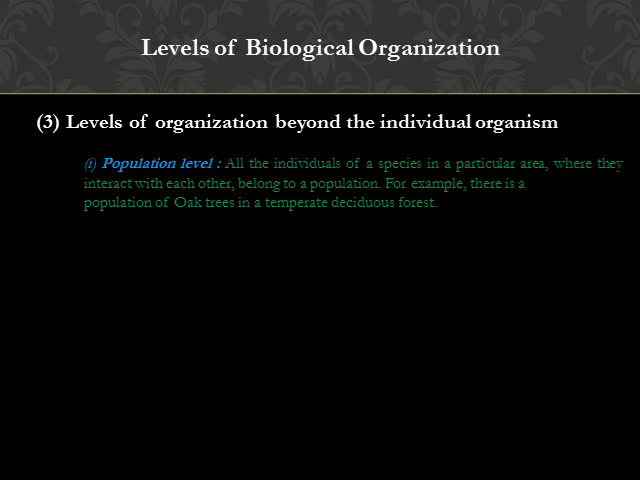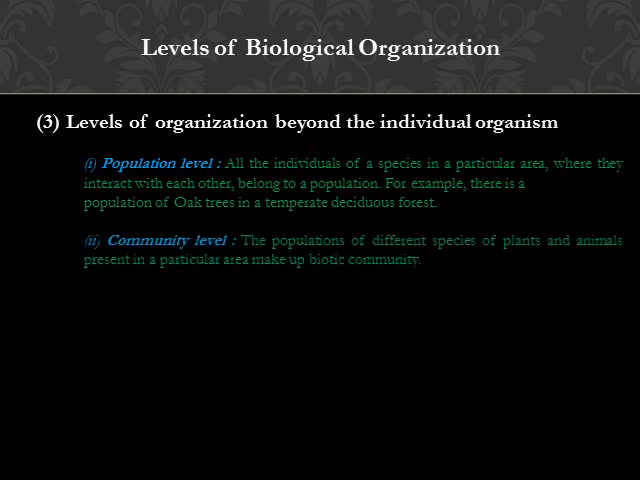For example, there is a population of oak trees in a temperate deciduous forest, or a population of humans in a particular district or state or country. Right. So it is at par with the level of viewing of our eyesight. Fine. So it is beyond the individual organism. Second level is the community level. A group of populations is actually a community.